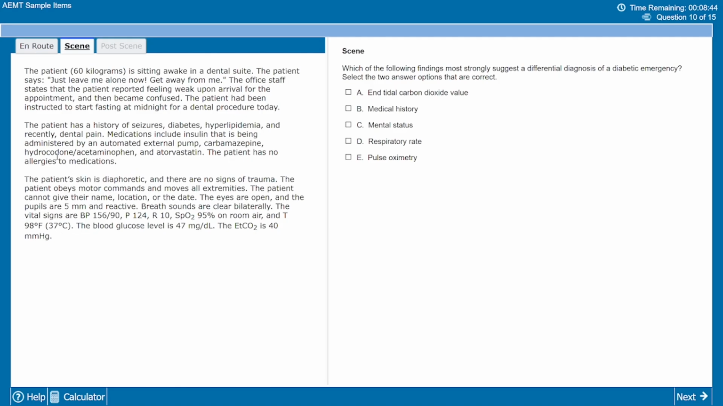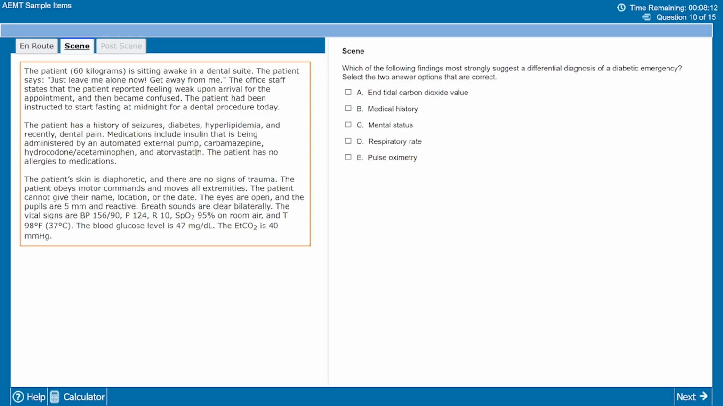Hydrocodone or acetaminophen. So the hydrocodone and acetaminophen is another very, very interesting part of this question. Whenever you see hydrocodone, you think of potentially maybe they accidentally took too much hydrocodone. Maybe we're considering that this patient is confused because they accidentally took too many of their hydrocodones and they're going through an opioid overdose, which in that case we consider administering something like Narcan. And atorvastatin. You just need to generally know this.